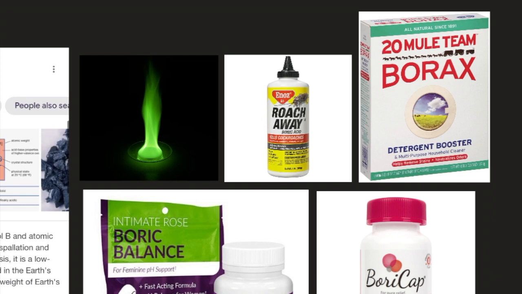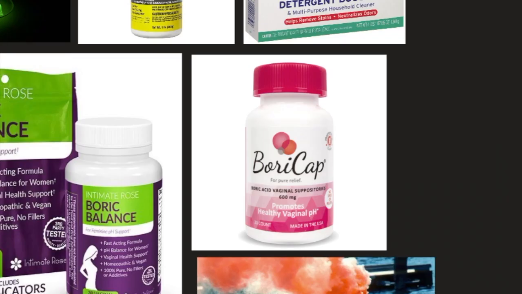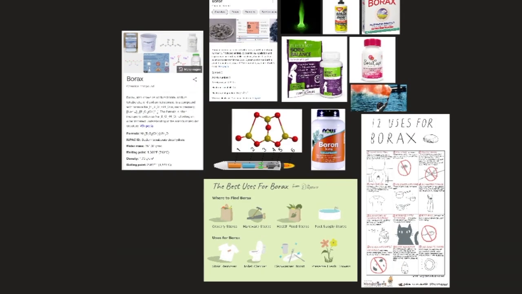The 20 Mule Team for borax is called that because of Boron in California, which we previously mentioned is between Bakersfield and Barstow. A useful application of boron in boric acid is for suppositories that women use in order to clear any yeast infections that they may have. So it's essential in that medical aspect. It's nice to know that they have a remedy for such things.